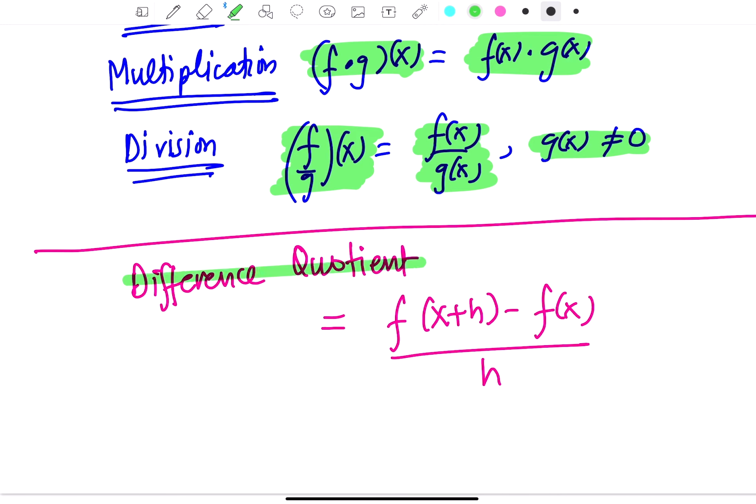The difference quotient of a function is f of x plus h minus f of x, divided by h. The difference quotient is used to calculate limits. We'll talk about that later. Today we will learn how to calculate the difference quotient along with the arithmetic on the functions.